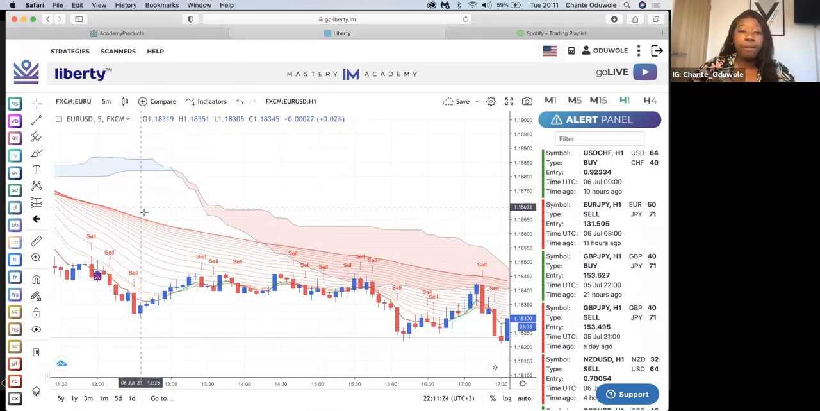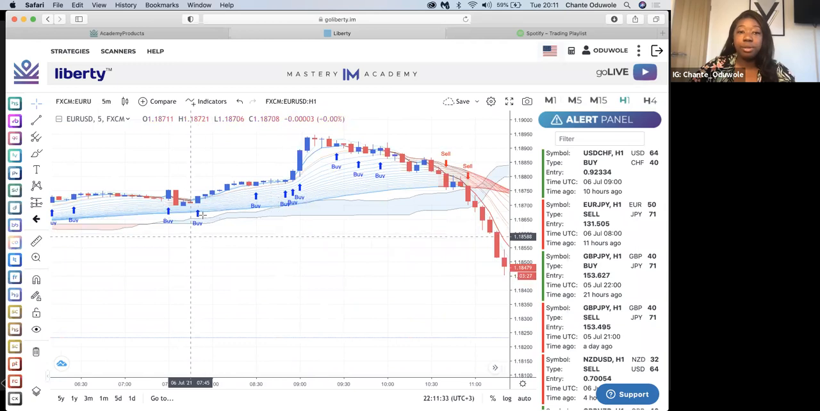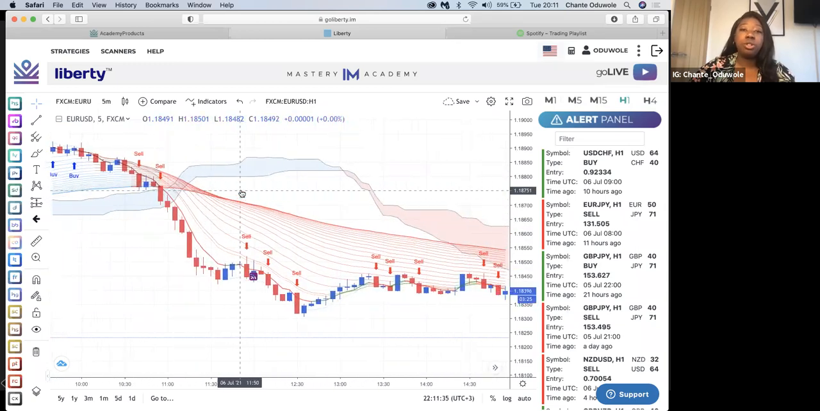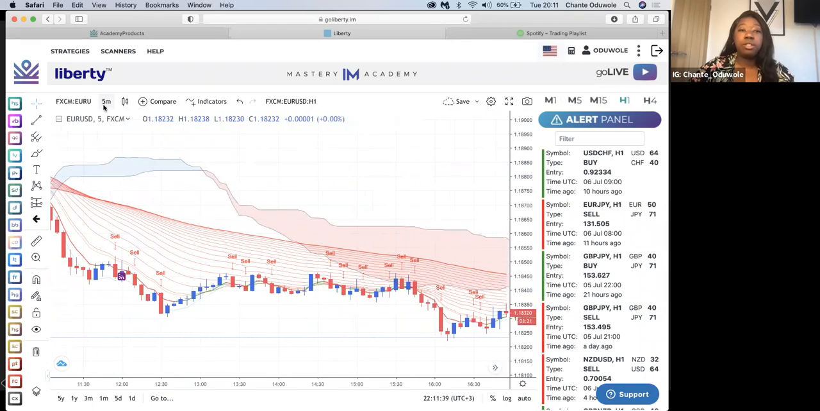Once you've got the 5-minute time frame and you can see everything's matching up, i.e. price being below for a sell, or price being above the blue cloud for a buy, then you want to go to the 1-hour time frame. So step 1, check on the 5-minute time frame.